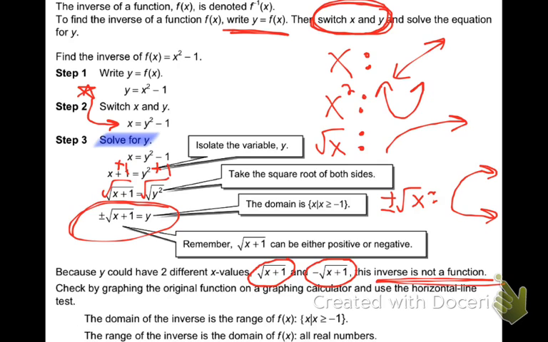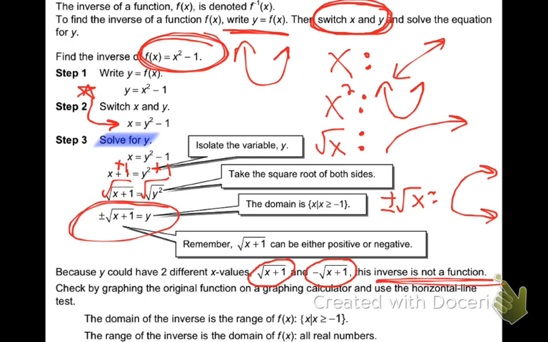So for instance, our original problem here, f of x equals x squared minus 1. What type of graph would that get us? That would get us a parabola. Well, I don't need to graph that. Would the inverse be a function? No, because it would not pass the horizontal line test. So just look at what that basic graph is.